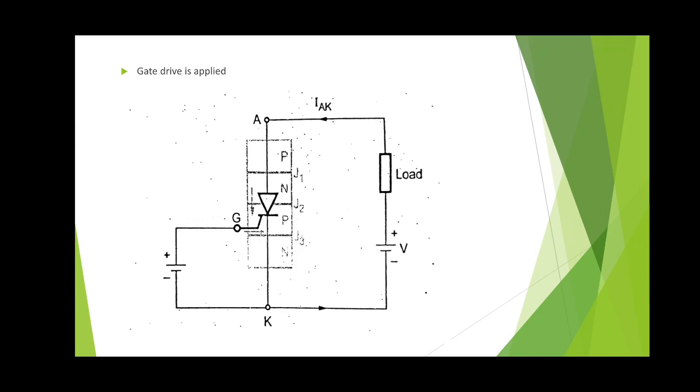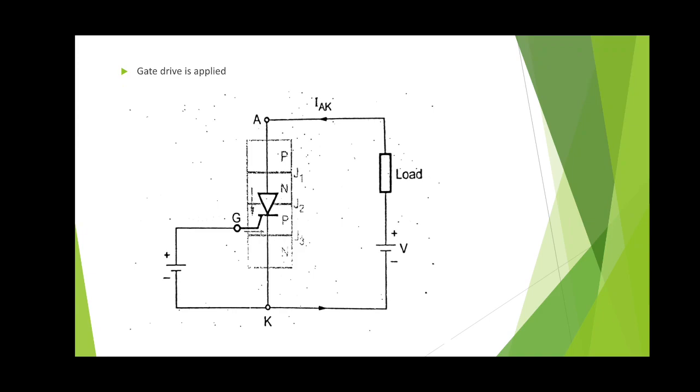A positive gate to cathode signal is applied whenever the thyristor is to be driven into forward conduction mode. So when we want to make the thyristor or SCR go into on state, we apply a positive voltage between gate and cathode of the SCR. This method is called gate triggering of the thyristor. These connections are shown in the circuit diagram figure.